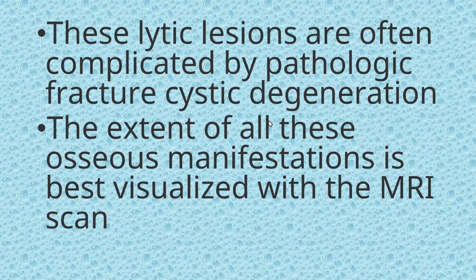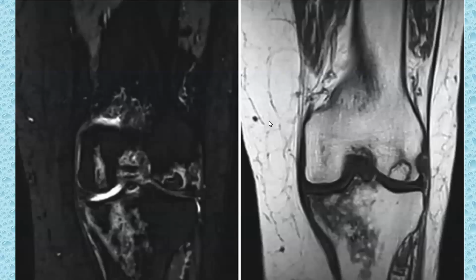This is an MRI scan of a patient with Gaucher's disease. You can see a zone of lysis. You can see an accumulation in the proximal tibia of Gaucher's cells. So keep this in mind.